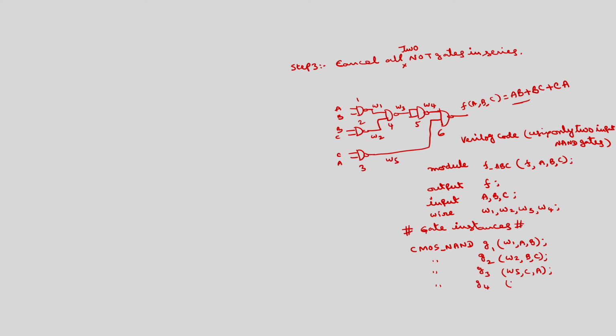G4, output is W4, both the inputs are W3. You see here both the inputs are W3. G5, output is F, inputs are W4 and W5, and end module. This is another way to implement the given function f of ABC is equal to AB plus BC plus CA using only 2 input NAND gates.